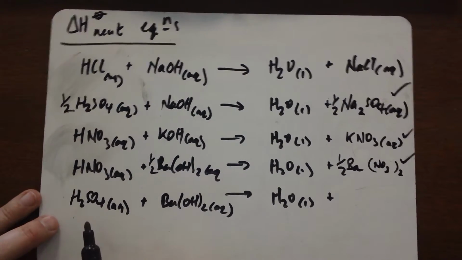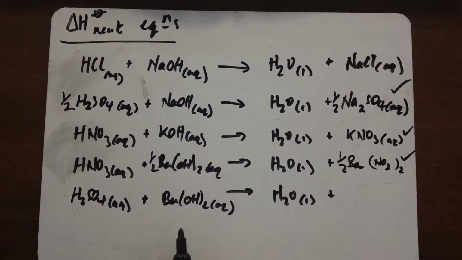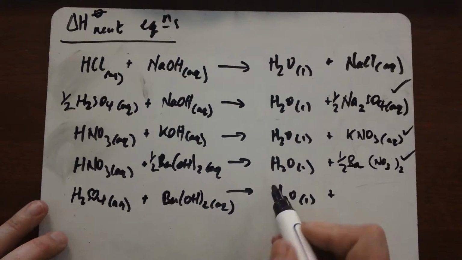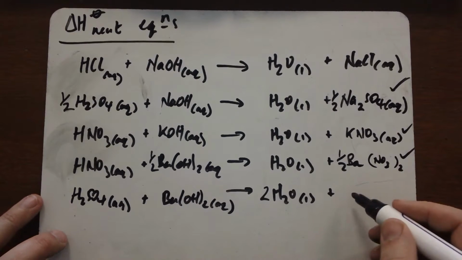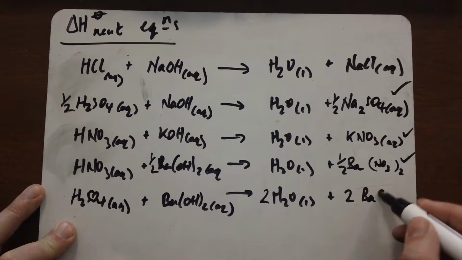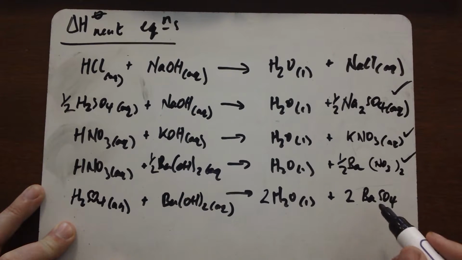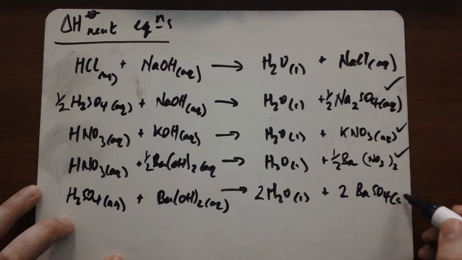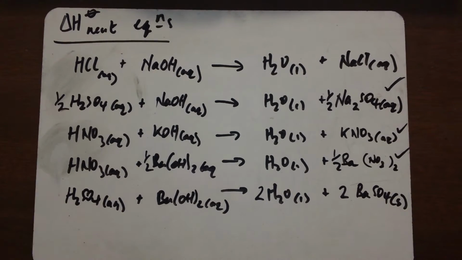The last one is diprotic and dibasic. So we are going to form 2 lots of water and 2 lots of barium sulfate. Now, if you remember correctly from group 2, also in AS, this is actually solid. Now that is not in the mark scheme. It actually says in the booklet that it's aqueous, which is wrong.